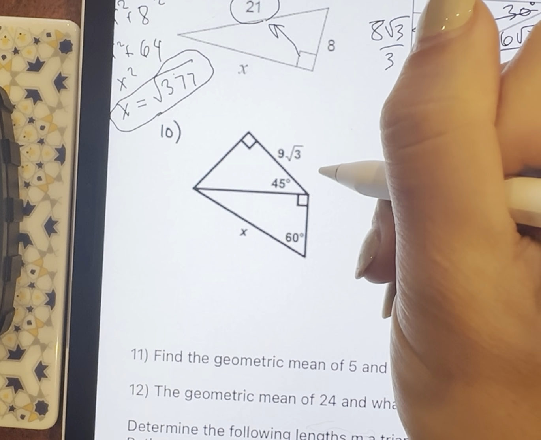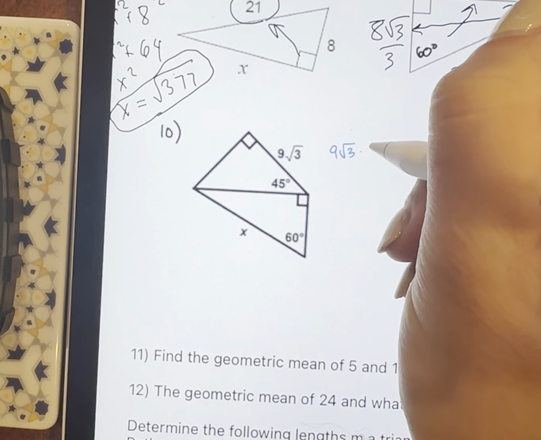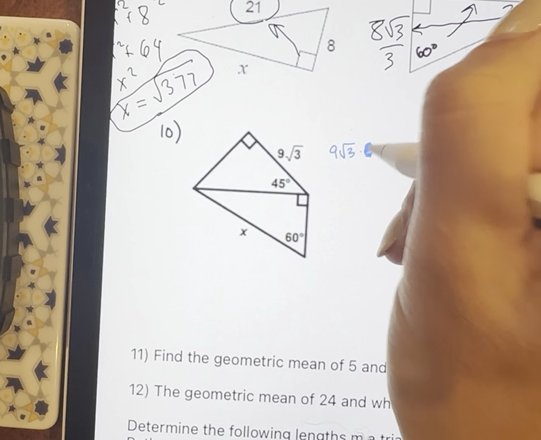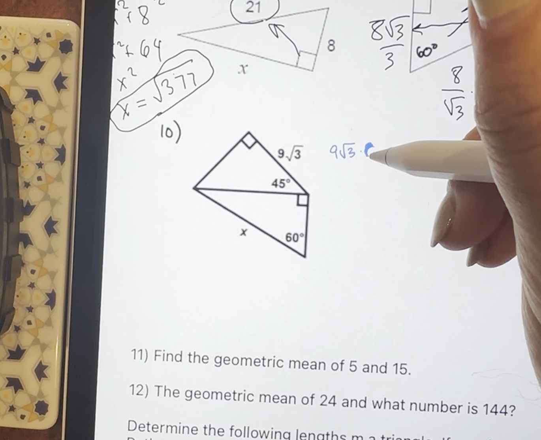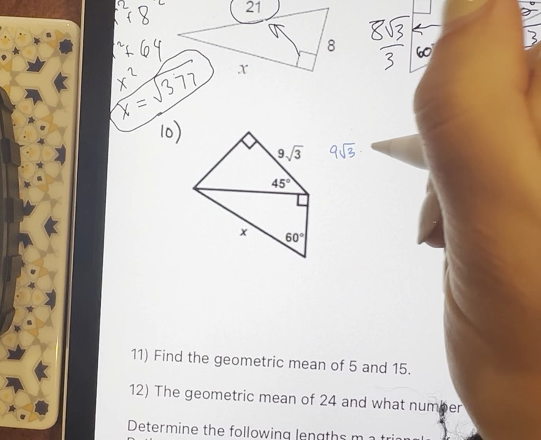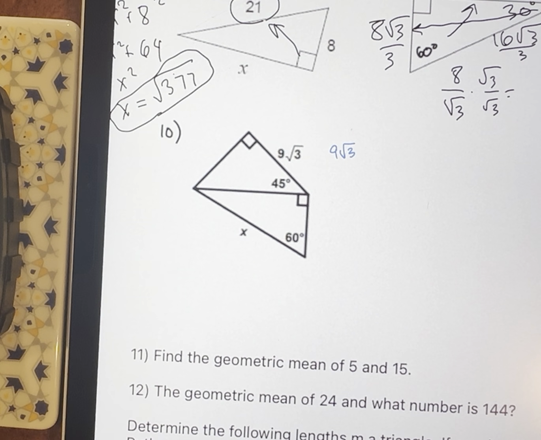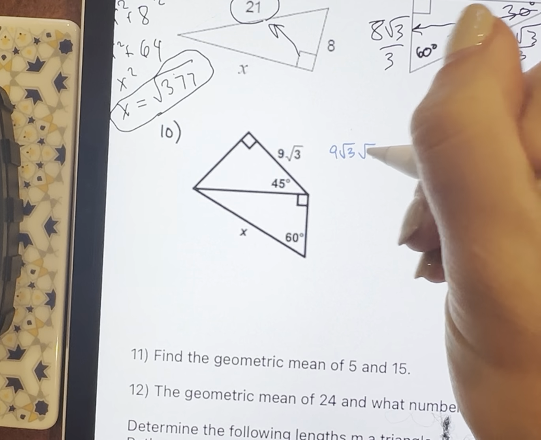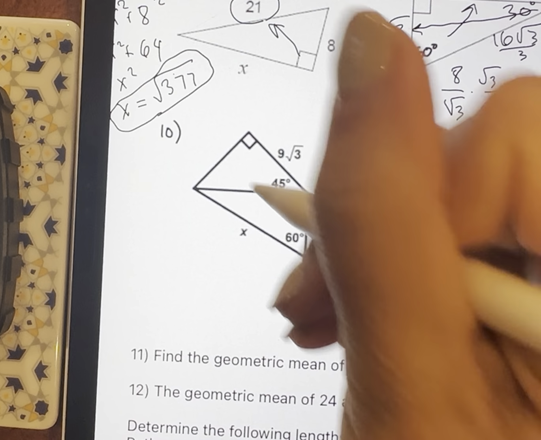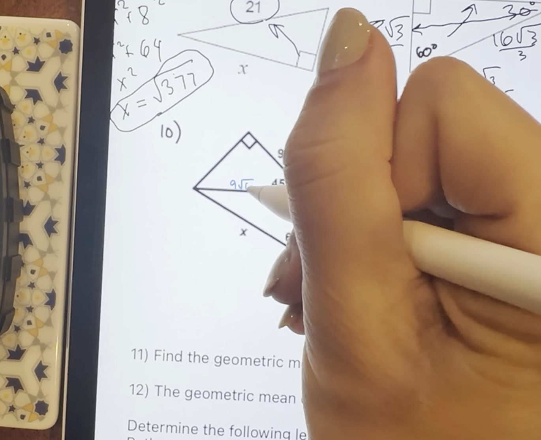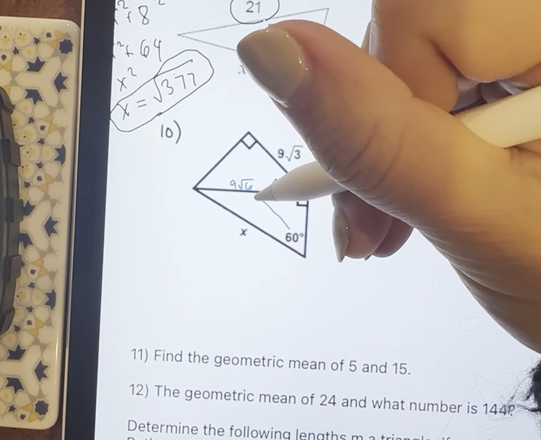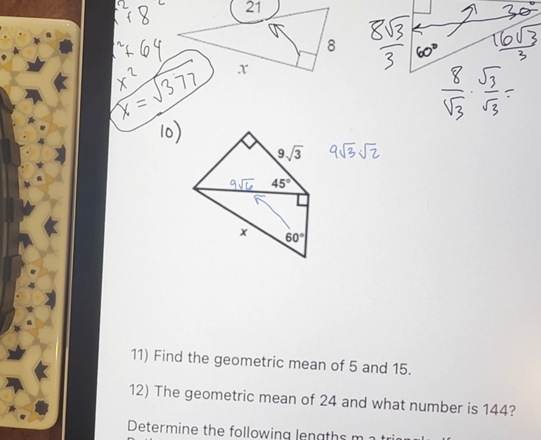So I take the 9 rad 3 and I multiply it by radical 2, and I get 9 rad 6 over here. Now 9 rad 6 is the long leg of this 30, 60, 90.